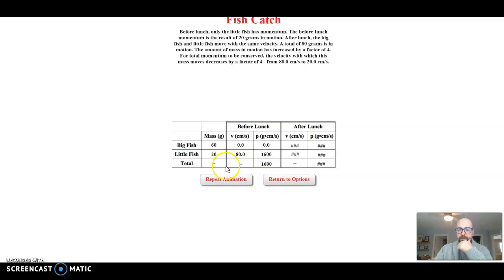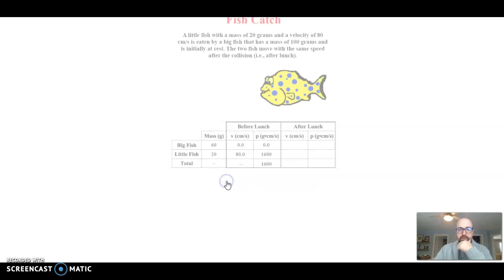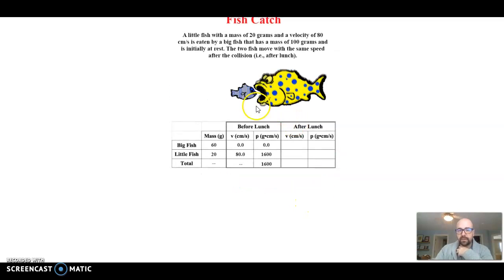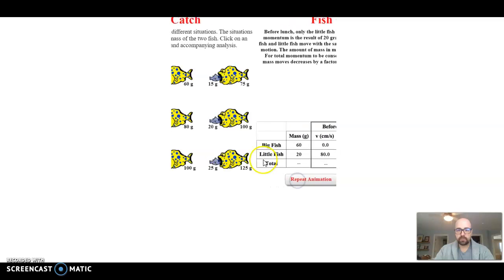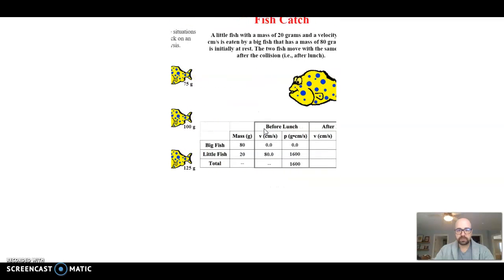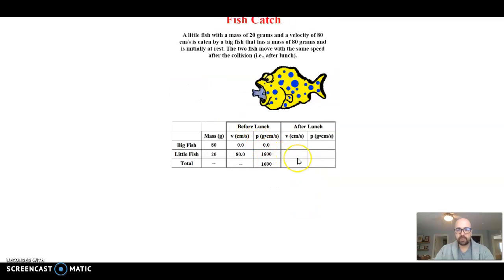I don't know why the numbers are like that. But now that momentum is for both of them. So let's go and do a different one just so you can see it with the numbers.